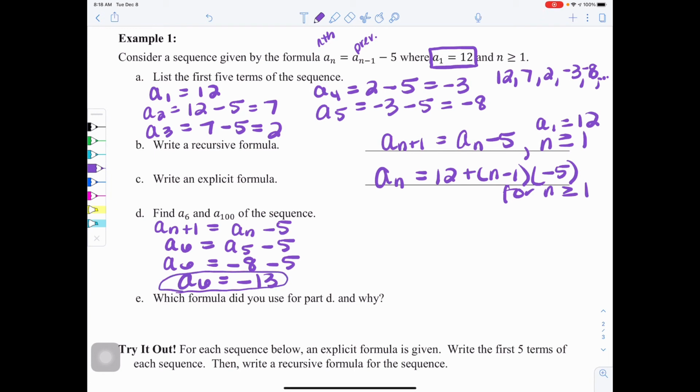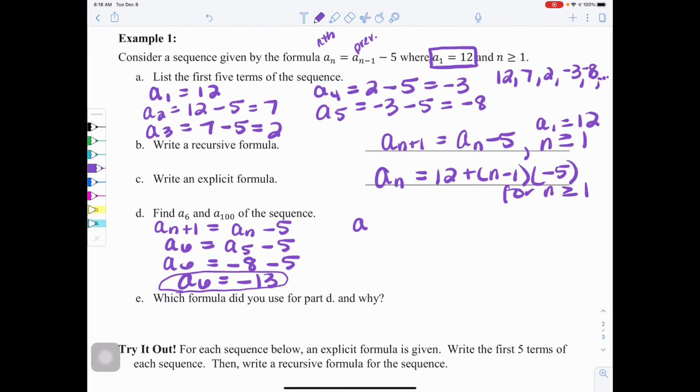Now, if I wanted to find a sub 100, what would I want to use? The recursive formula or the explicit formula? So again, you have to ask yourself, do I know the term that came before it? Well, a sub 100 means I need to know a sub 99. We do not know the 99th term.